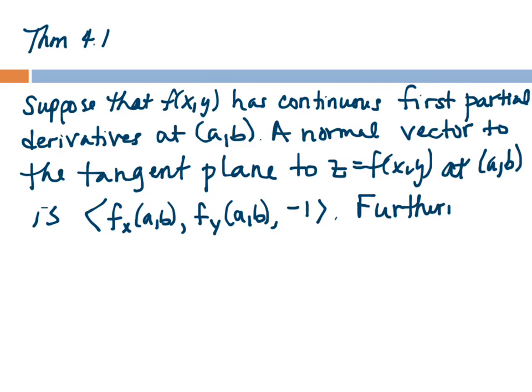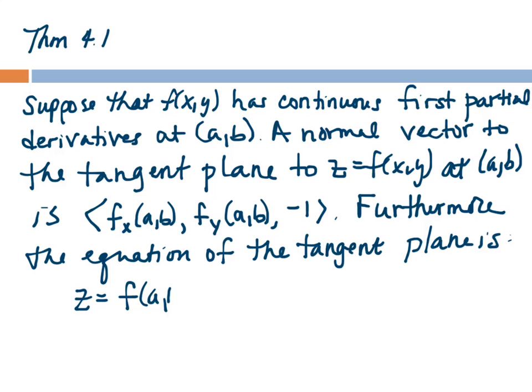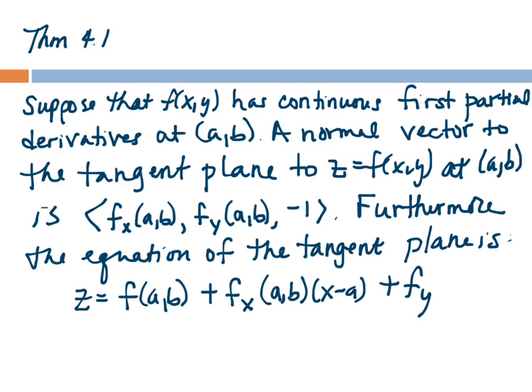Furthermore, the equation of the tangent plane is z equals f of (a,b) plus f sub x at (a,b) times x minus a plus f sub y at (a,b) times y minus b.